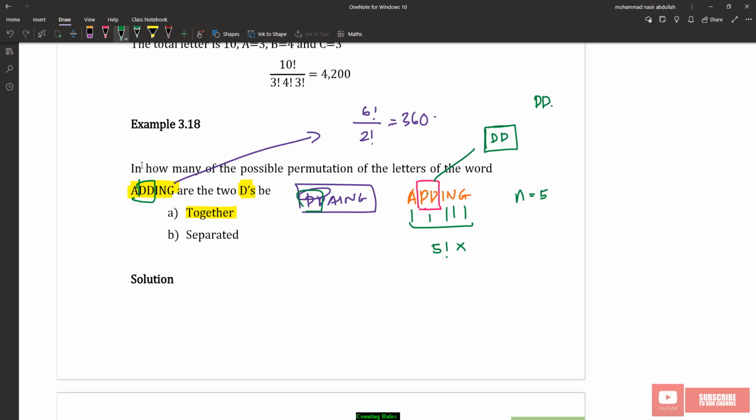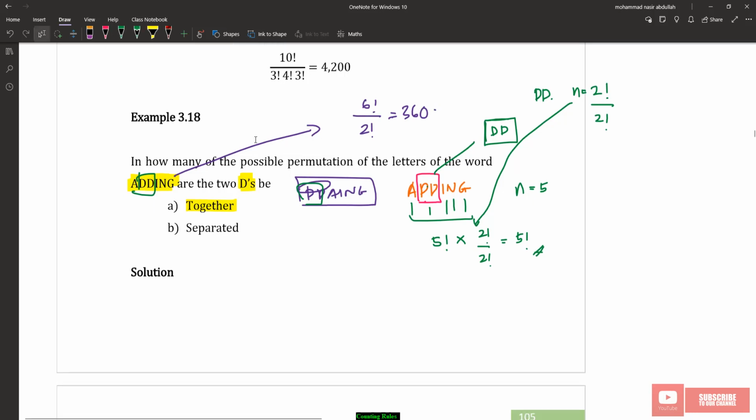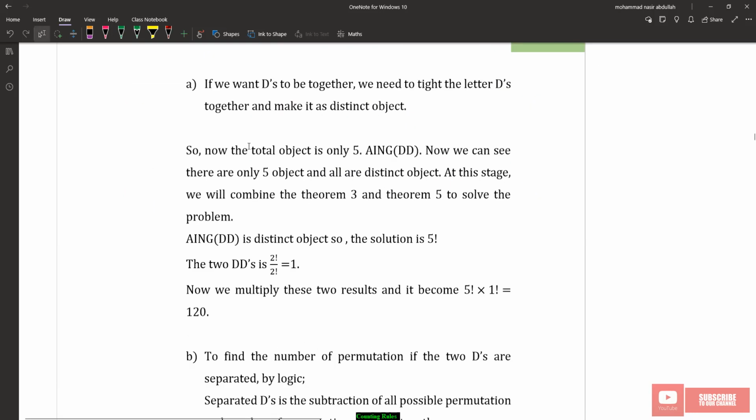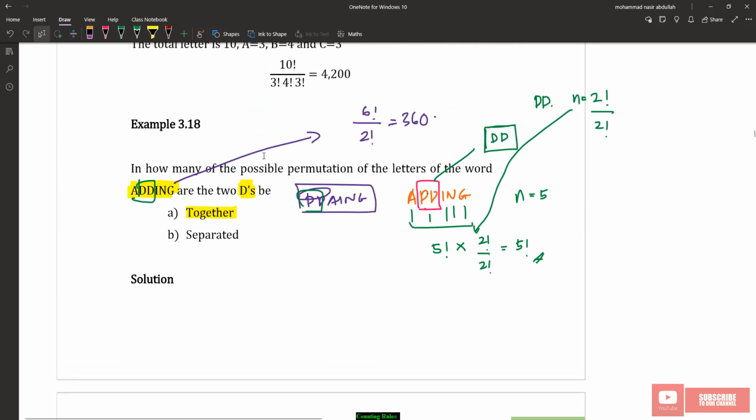That means we have two letters and these two letters are repeated. So by using theorem number 5, 2 factorial divided by 2 factorial. So we need to put this here: 2 factorial divided by 2 factorial. So it becomes 5 factorial. 5 factorial means 120, right? I think yes. So it's equal to 120. Right.